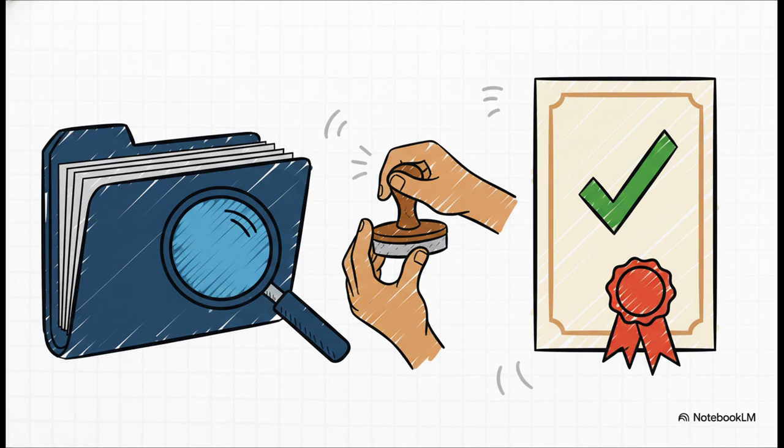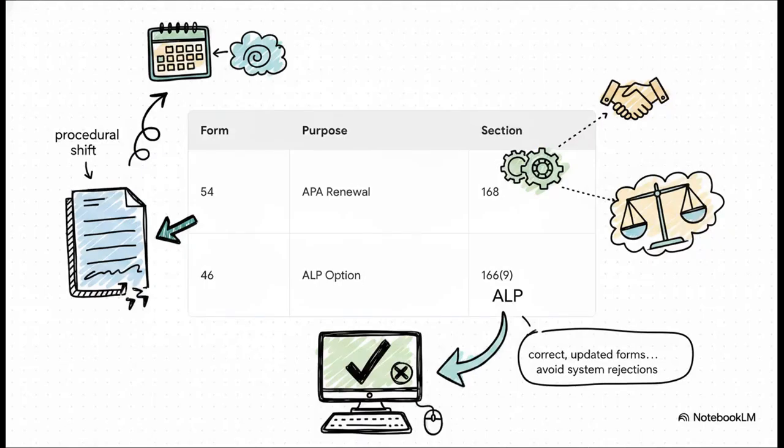On top of that, taxpayers absolutely must furnish the mandatory accountant's report, which is now governed by Section 172 and Rule 90. You also really need to familiarize yourself with the new reporting forms. For instance, if you're dealing with an advanced pricing agreement under Section 168, you're going to use Form 46 now. That totally replaces the old Form 3CED. And if you're exercising the option for determining the arm's length price under Section 166.9, you'll use Form 46. Using these updated forms is, frankly, non-negotiable if you want to avoid instant system rejections on the new e-filing portal.